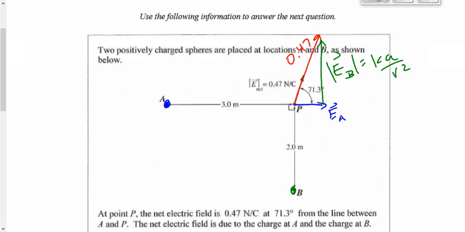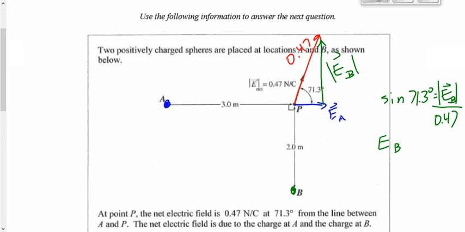Yeah, no, it would be sine, right, as opposed to tan, but trig, anyways. Sine 71.3 degrees is equal to EB over 0.47. That's opposite over hypotenuse. When you solve for the electric field strength caused by B here, EB, it works out to be C, which is 0.45 newtons per coulomb. What are the other set of units that you could use for this? Volts per meter, same thing, right?